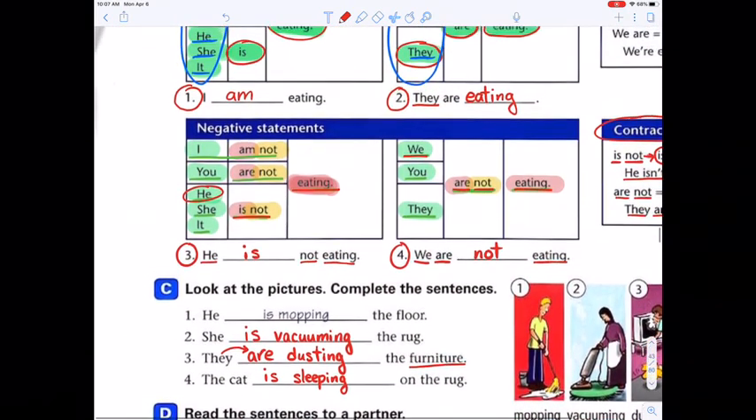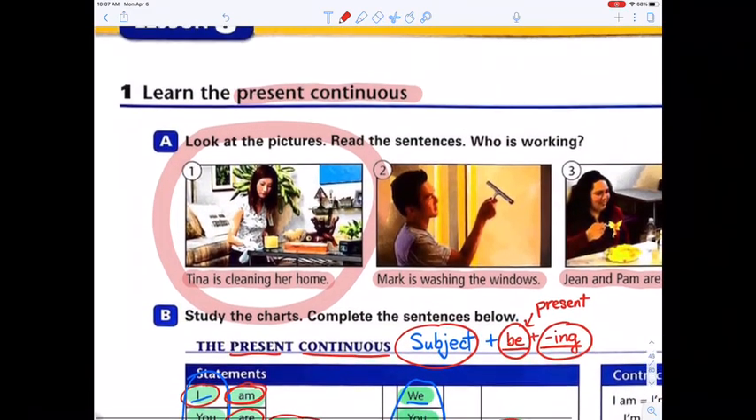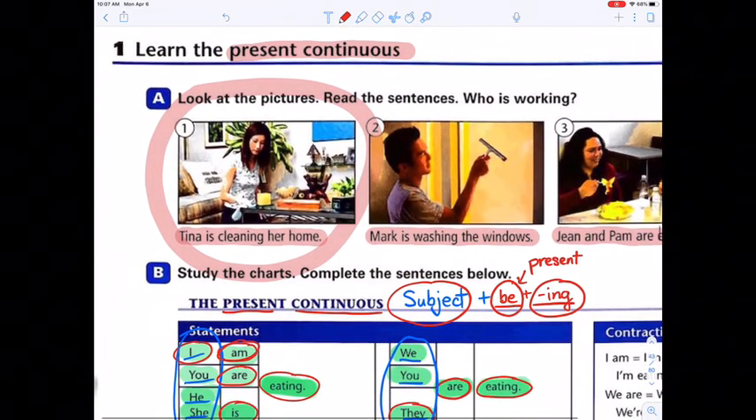That is enough for today. Today we learned about the present continuous.